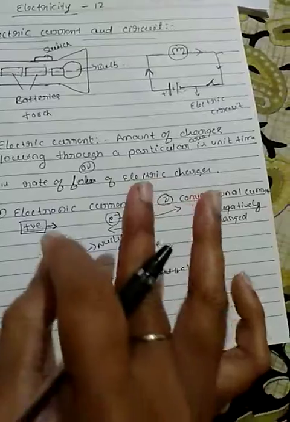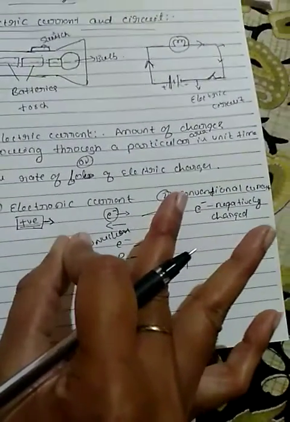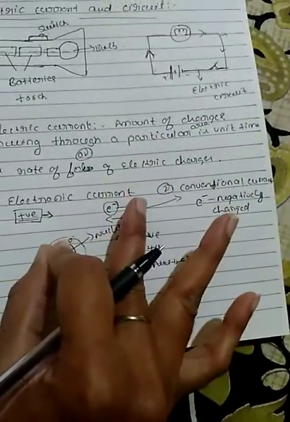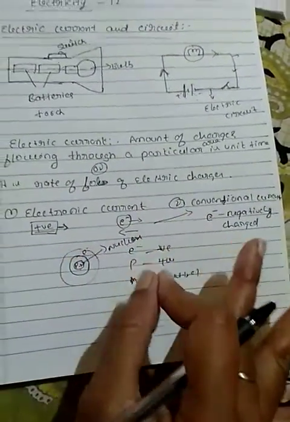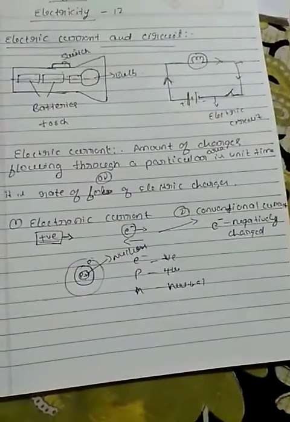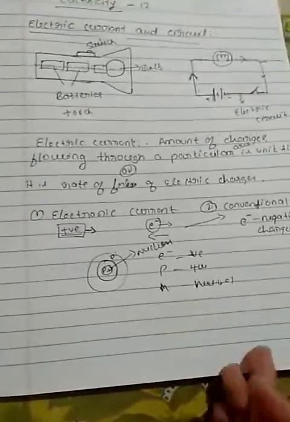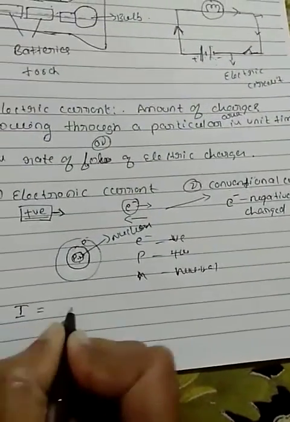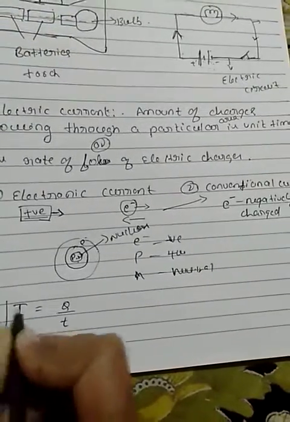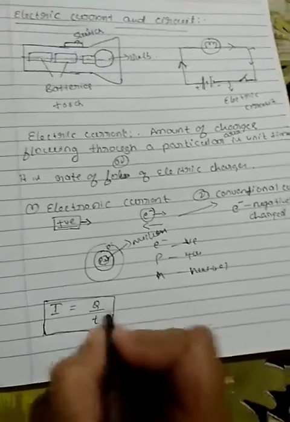Remember that due to the flow of electrons, electric current will flow through the circuit, and the direction of the electric current is taken as opposite to the direction of the flow of electrons. How do we define the electric current in an equation? I is equal to Q by T. You should remember this equation.